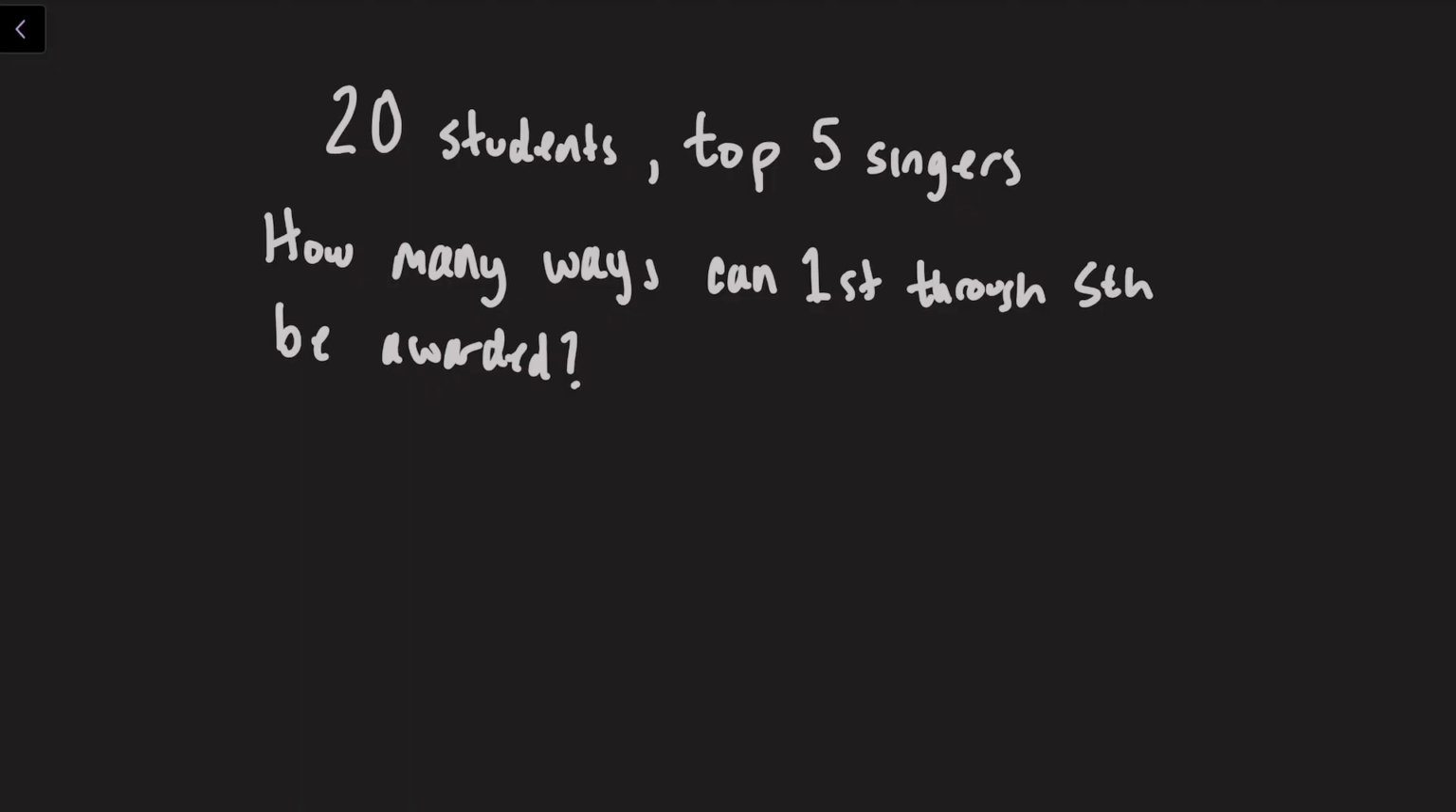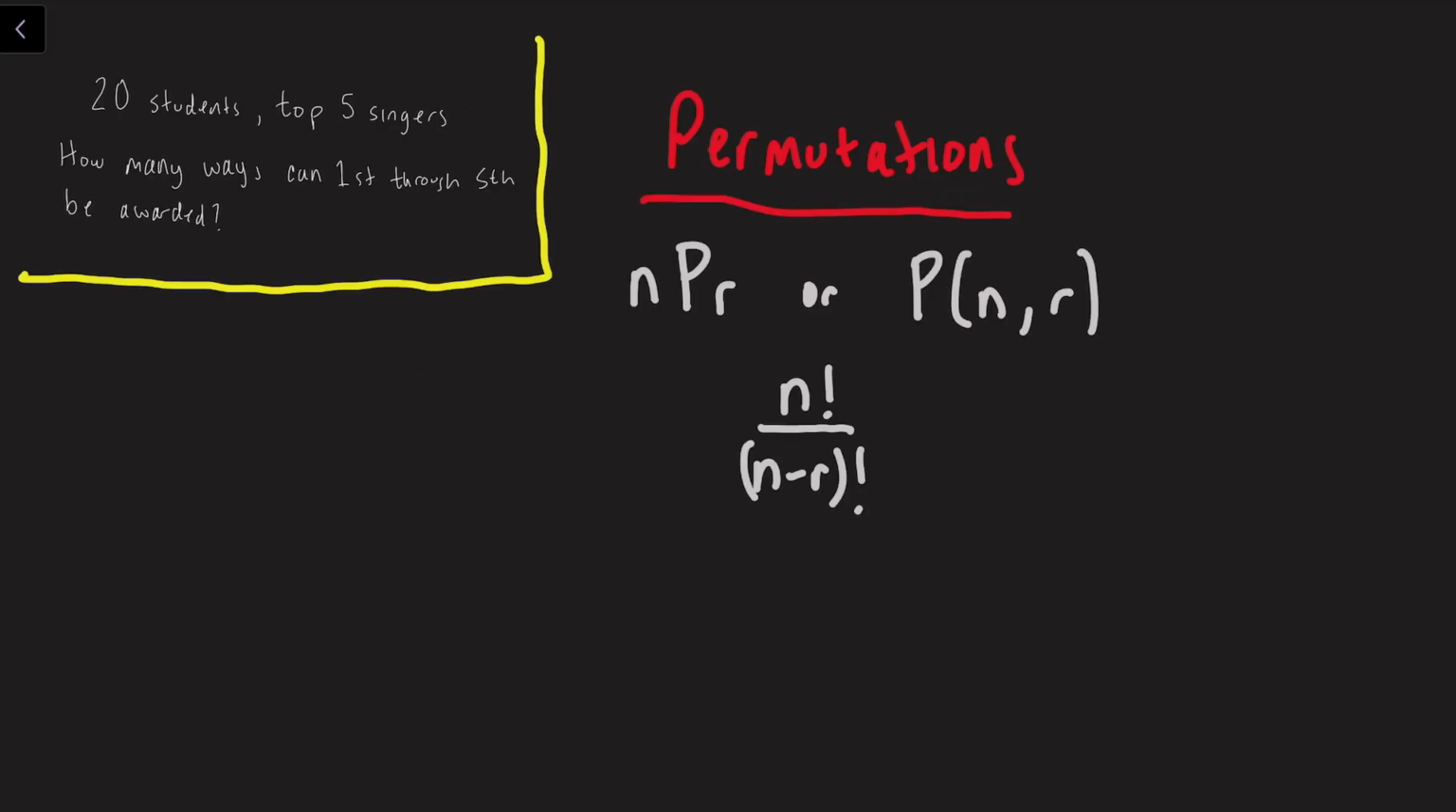Okay, now imagine you're a teacher with a class of 20 students and you're holding a singing competition to determine the top 5 singers in your class. And how many different ways can 1st through 5th place be awarded? For questions like this, we use another combinatorial technique called permutations. Permutations are typically denoted these 2 ways, and they have this formula, n factorial over n minus r factorial. That's cool and all, but where does this actually come from?